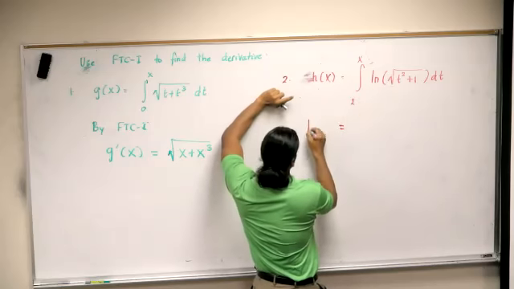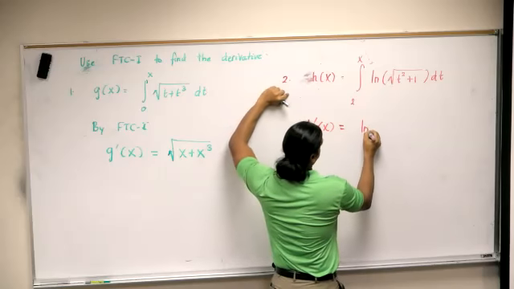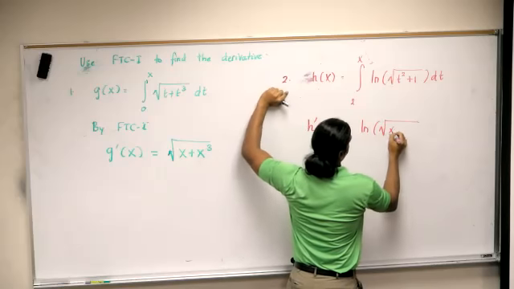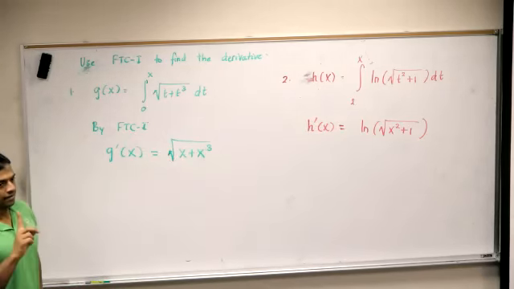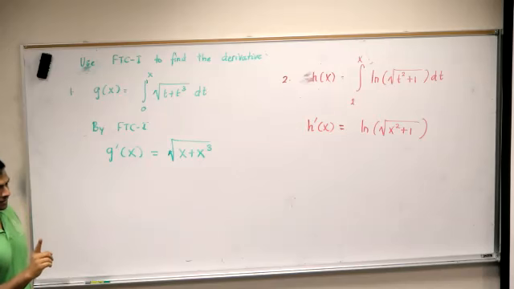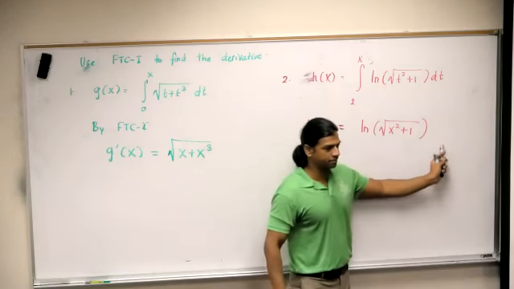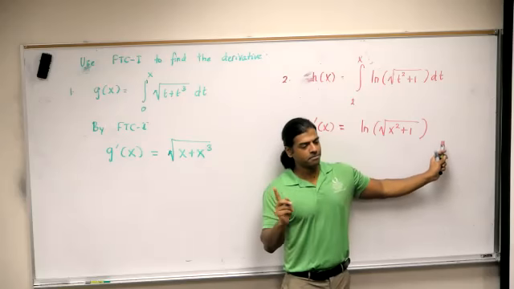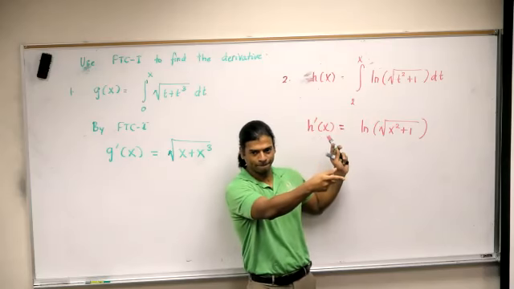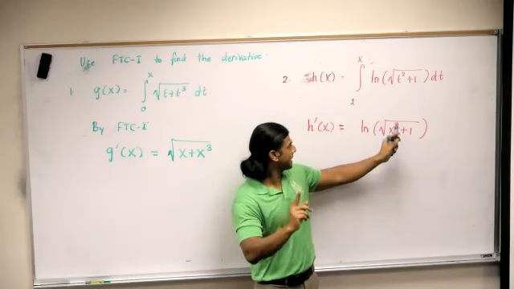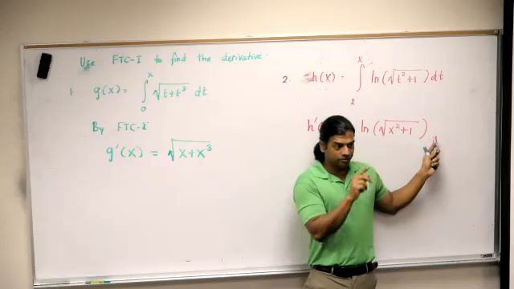It is a constant, so h prime of x would simply be equal to ln of the square root of x squared plus 1. That's it. You don't add plus c. We're not integrating, so there should not be a plus c. An easier way to remember is you're taking the derivative. What is the derivative of a constant? 0. Most common mistake is when you go from here to here, people add plus c. There should be no plus c.